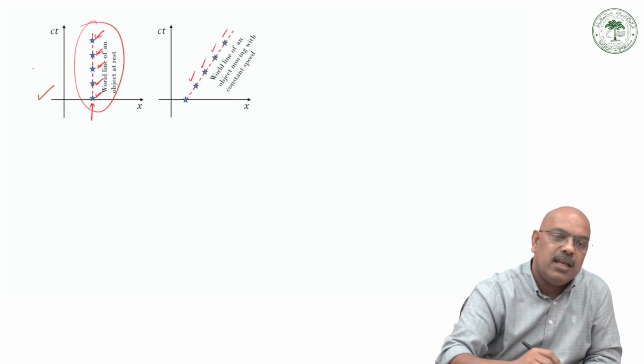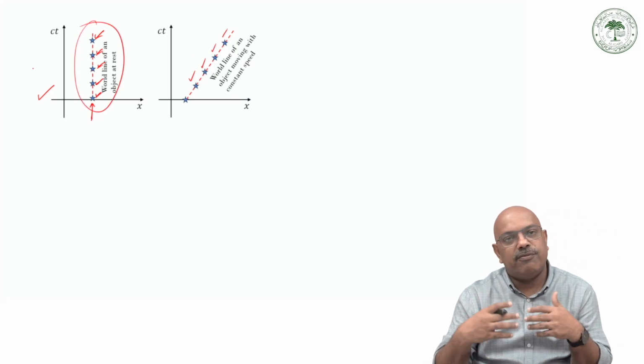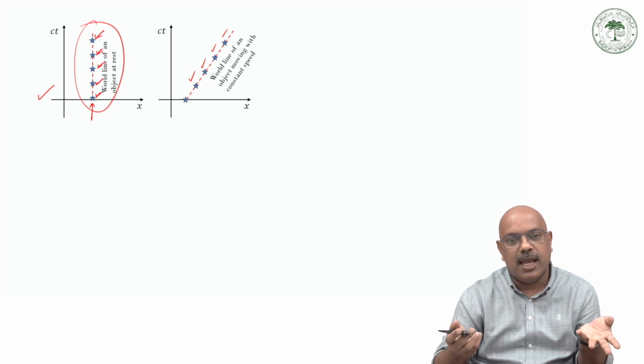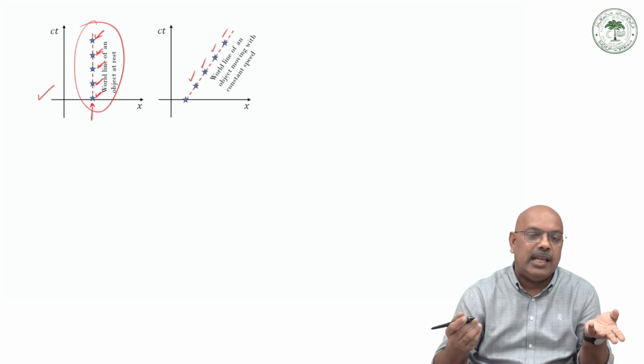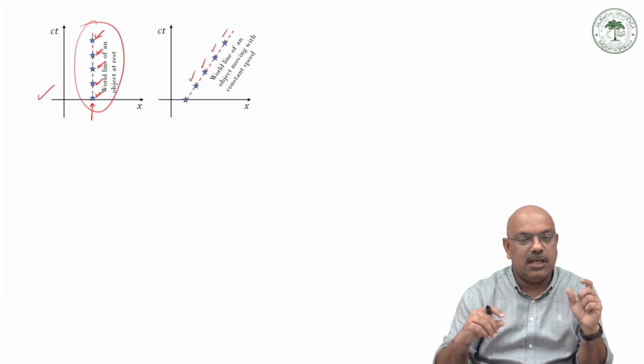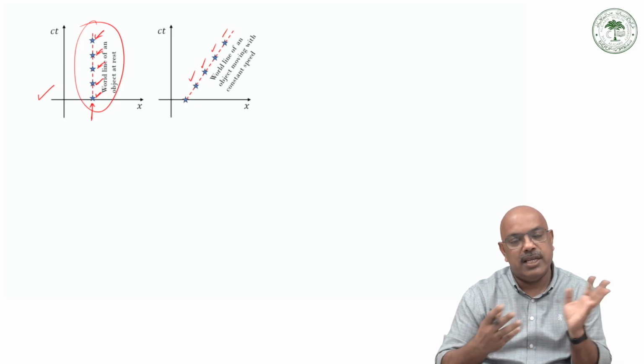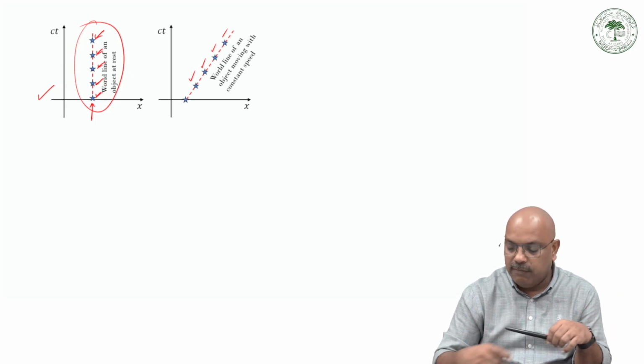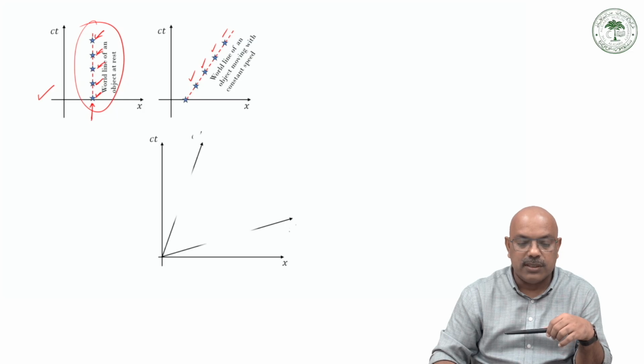Some events are happening with a constant speed, and all these events here and here can be space-like, time-like, or light-like, depending upon whether you measure delta s square greater than 0, less than 0, or equal to 0. Then we can decide what is happening.